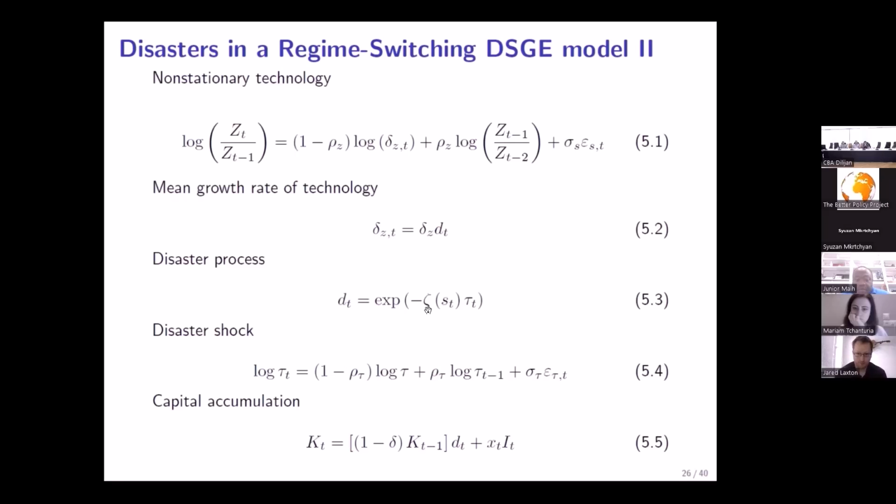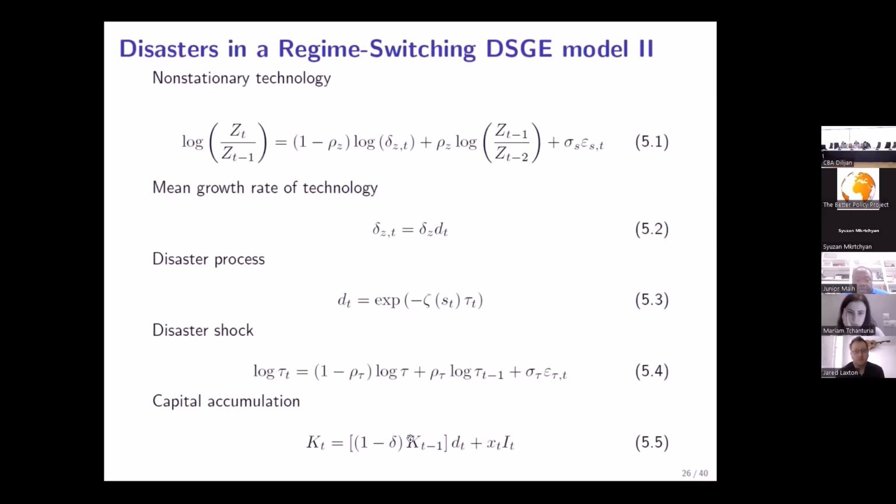What is going to happen, as we're going to see on the next slide, is that this parameter can take on two values depending on what the regime is. And we have a shock process here. If it hits and catches us in a situation where this parameter is positive, then that generates a big shock to D_t that affects the growth rate of the economy, and that destroys also capital, as you can see here.